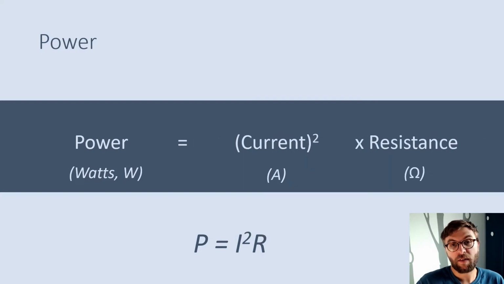Now there are a couple of other equations for power, and this is another one that you need to know, and you can derive it from the original equation if you'd like to, but this is power equals current squared multiplied by resistance. Resistance, the only new one there, and the unit for resistance is ohms.